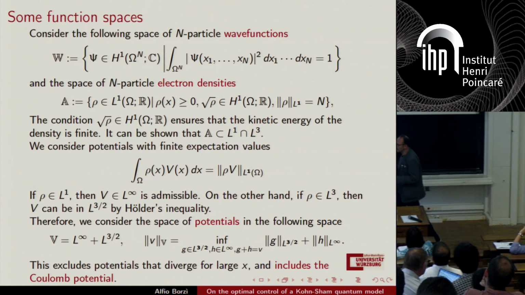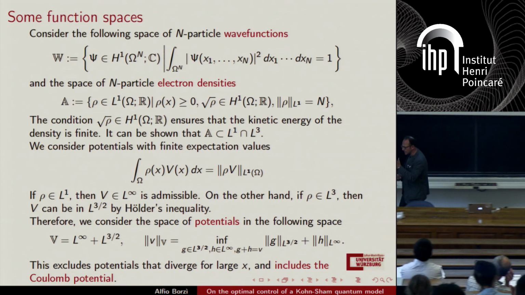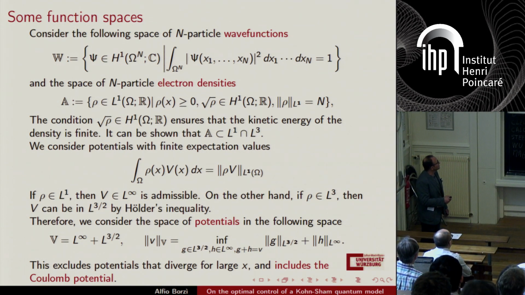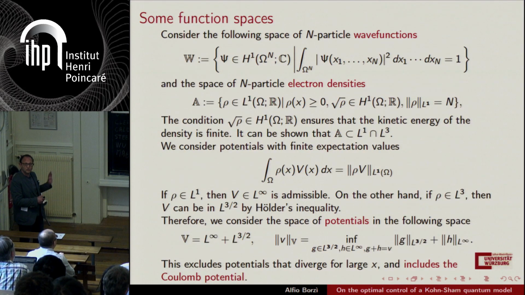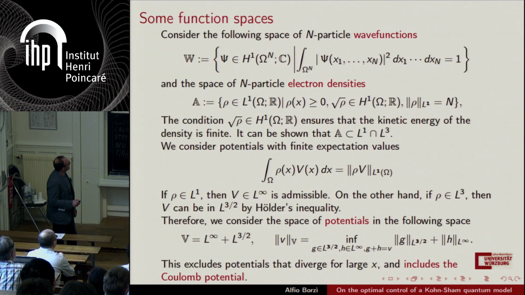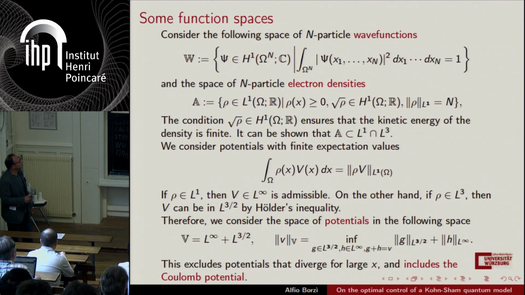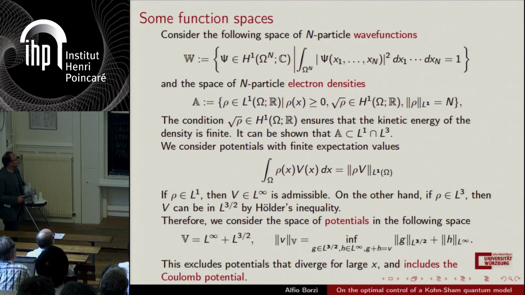And moreover, you can start asking which potentials are allowed that give me a density that has these properties. So the first property is that if I take the potential to be bounded, then rho is in L1, so it's fine. Moreover, if rho is in L3, so this part here, which comes from this energy estimate, then I have that V can be in L3 halves by Hölder inequality. So we can say that we can take all potentials that are a composition of functions in L infinity and L3 halves. So this is the norm we have.